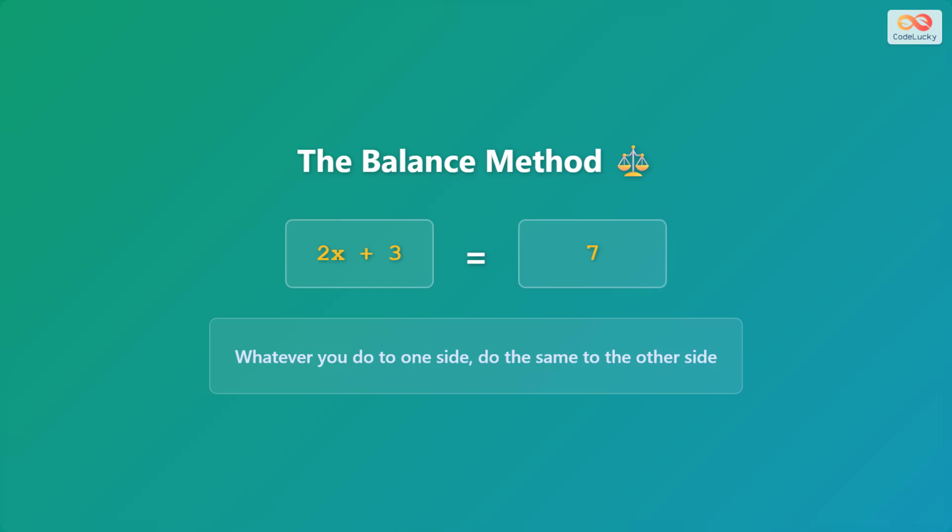Now let's discuss the balance method for solving linear equations. Think of an equation as a balance scale. On one side we have 2x plus 3, and on the other side we have 7. The key principle here is that whatever operation you perform on one side of the equation, you must perform the exact same operation on the other side to keep the equation balanced.